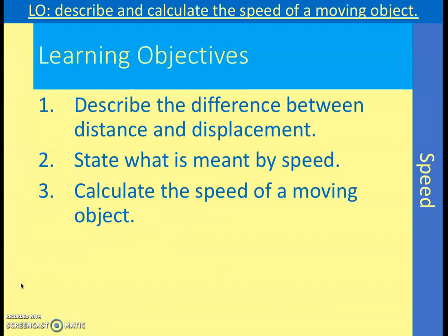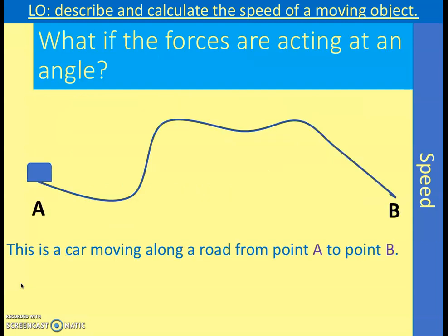Okay, so our learning objectives today, we want to look at the difference between distance and displacement. So we've previously talked about these already, so this should just be a recap. We want to look at what is meant by speed, and we want to be able to calculate the speed of a moving object. So this is a car. We want to move from point A to point B.